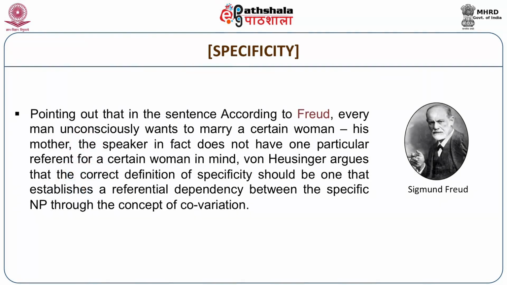He takes the example of the following English sentence. According to Freud, every man unconsciously wants to marry a certain woman, his mother. It turns out that the speaker does not in fact have one particular reference for a certain woman in mind. Therefore, von Heusinger argues that the correct definition of specificity should be one that establishes a referential dependency between the specific NP through the concept of covariation.